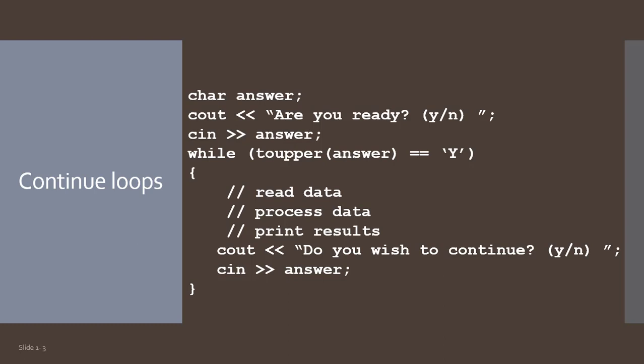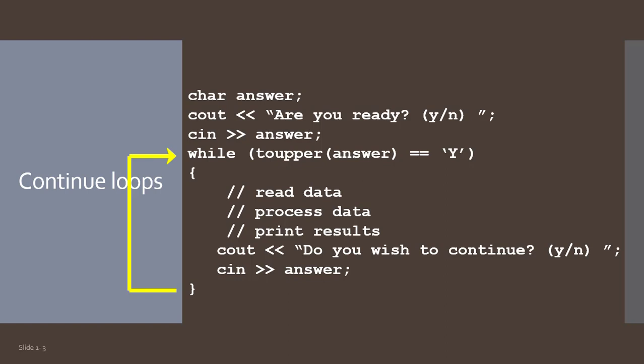We capture that, and then control goes back to the top of the loop, checks their answer to see if its uppercase version is a y, and if it is, then we get to go in again. And so the process is repeated over and over again until finally, when we say, do you wish to continue, they type something other than a y.